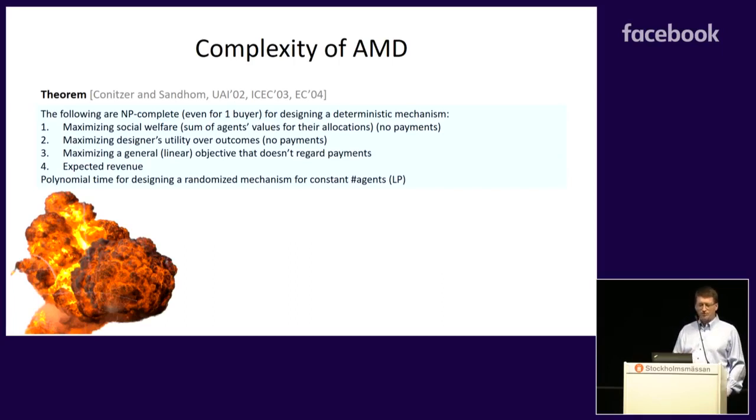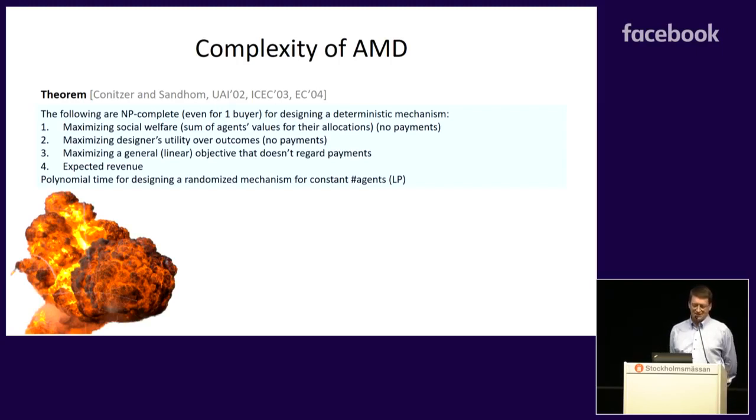The following four objectives, any one of them is NP-complete to design the mechanism for, even if there's just one buyer, just one agent, and even if we want to just design a deterministic mechanism, or in particular because we want to design a deterministic mechanism. The first one is maximizing social welfare, which is the sum of the agents' values over the allocations in a world where no payments are possible. Turns out that in a world where payments are possible, there's a mechanism that does this, and that's known, and I'll talk about that in a second.